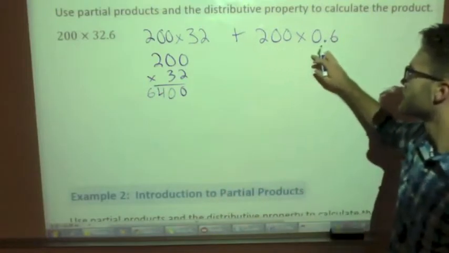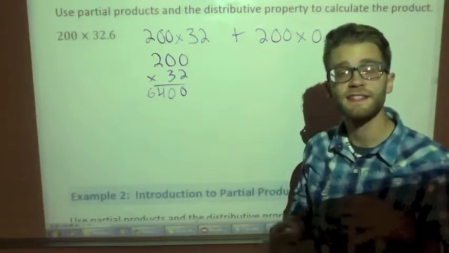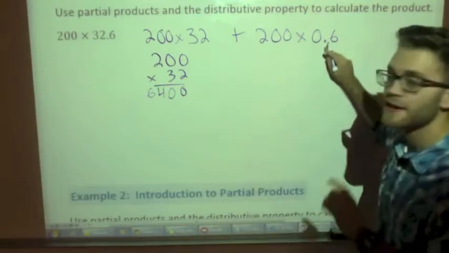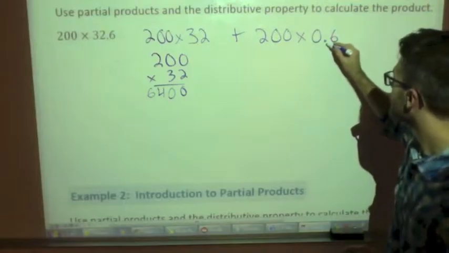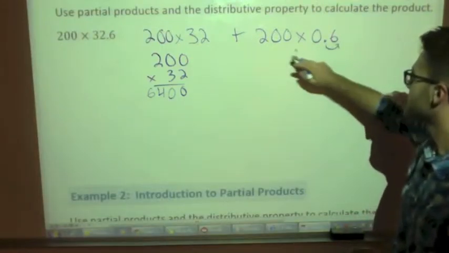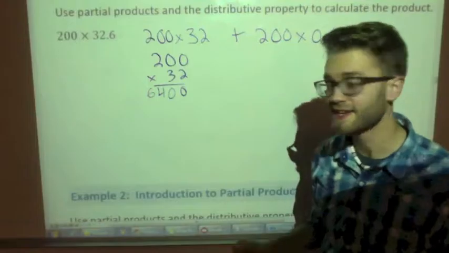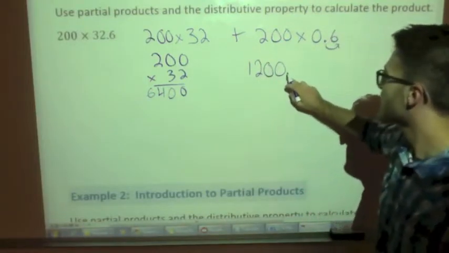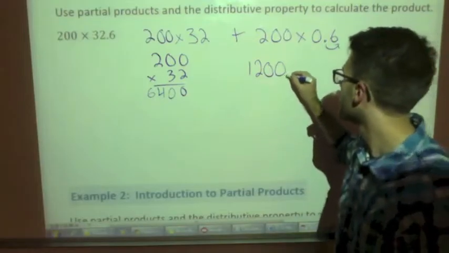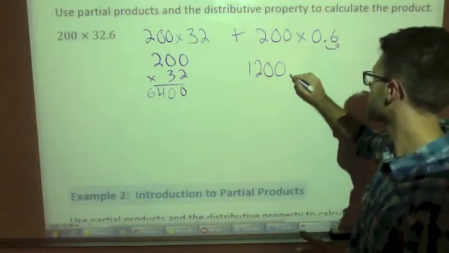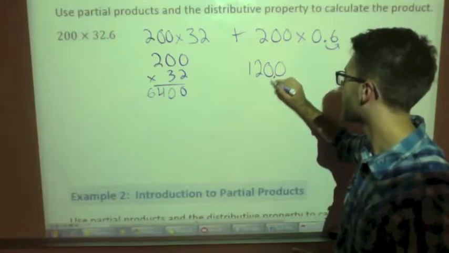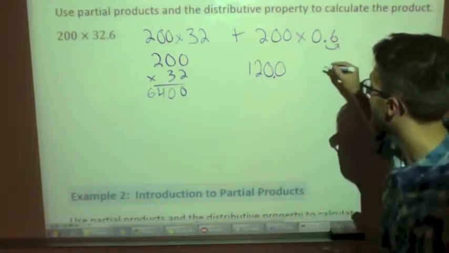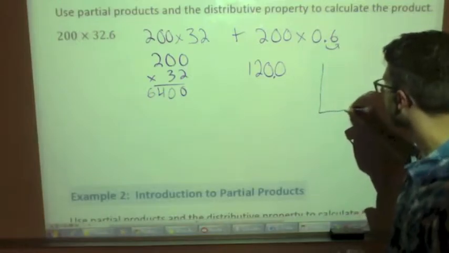This one here, 200 times 0.6. Once again, several ways to do this. The way that I like to think about this is I'm going to again pretend that this is not a decimal. Let's move this over. So it's like I'm multiplying 200 by 6, and what I end up with is 1,200. And I just got to remember to put that decimal back. So since we moved it over to the right once, now our answer needs to move back over, and it's just 120.0.